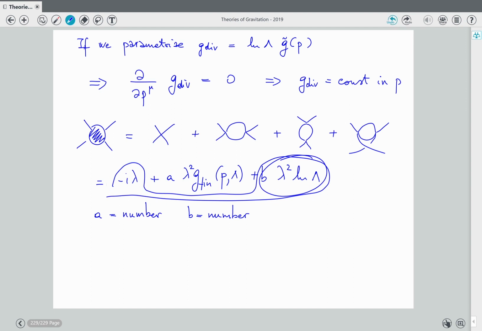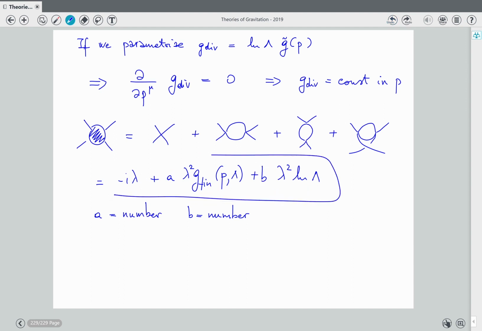So the improper sum has a limit. The improper integral has not. And this is for the theory. The theory can be renormalized. All theories can be renormalized. All diagrams and all theories. Even gravity. But there is a problem for gravity. We'll see.